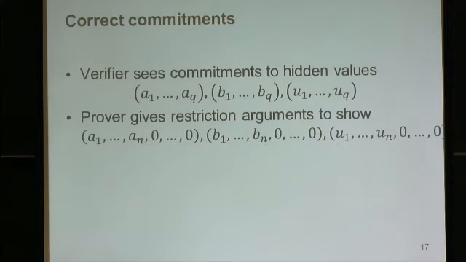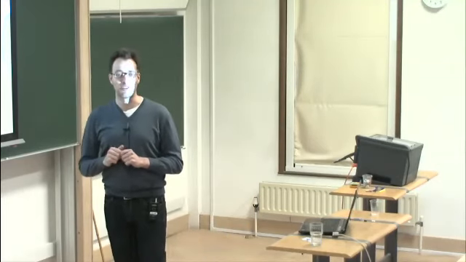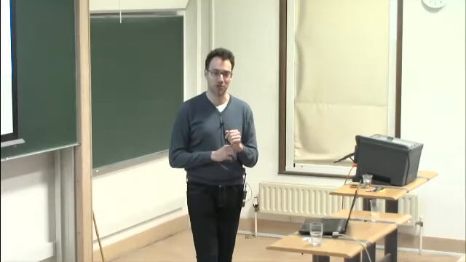Okay, and the prover gives a restriction argument first to show that it just committed to values for the first n entries of these commitments and the rest is 0, right? Because Q is something larger than the circuit size n. Why is Q larger than n? It's going to be used in the other non-interactive zero-knowledge argument, so you'll see later on in the product argument why it has to be larger than n.